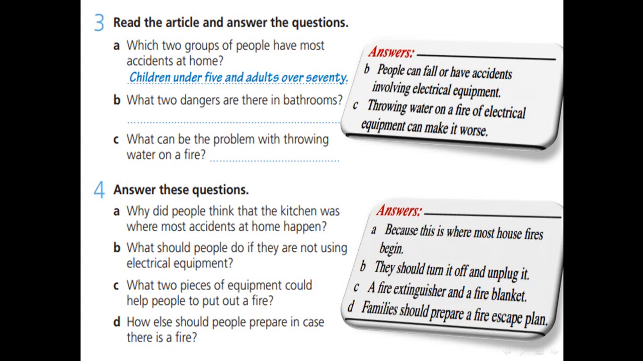What two pieces of equipment should help people to put out fire? Okay, so fire extinguisher and a fire blanket. We should use both of them. Of course, using a fire blanket with electrical fires and using a fire extinguisher with fires where the origin of fire is gas or something burning or something like that. How else should people prepare in case there is a fire? Families should prepare a fire escape plan.